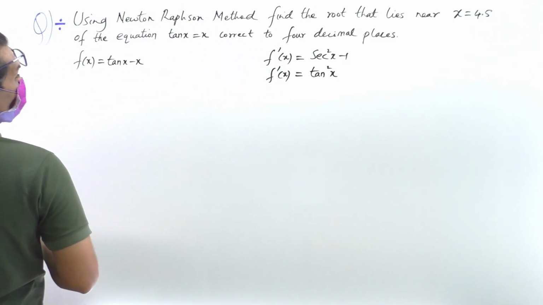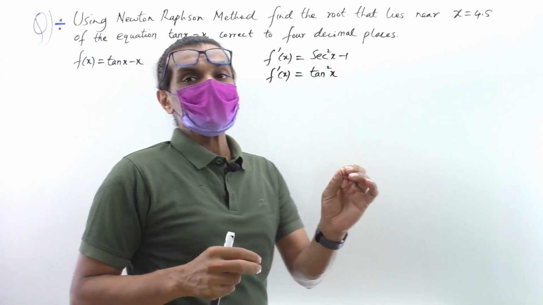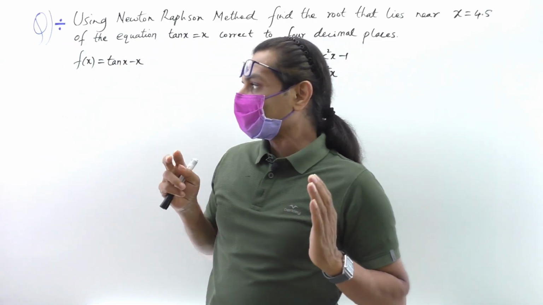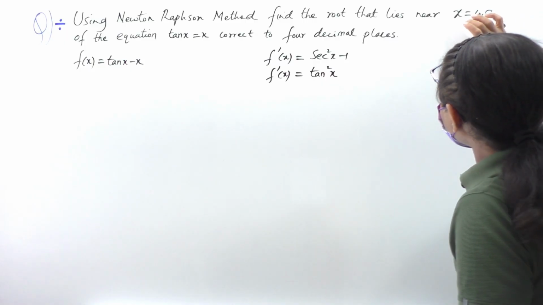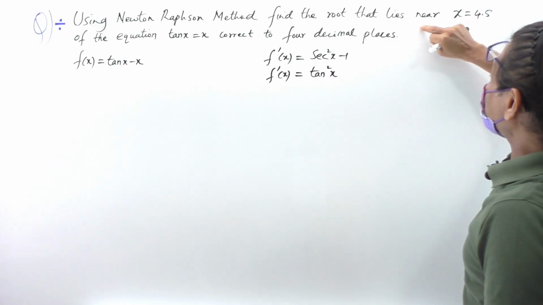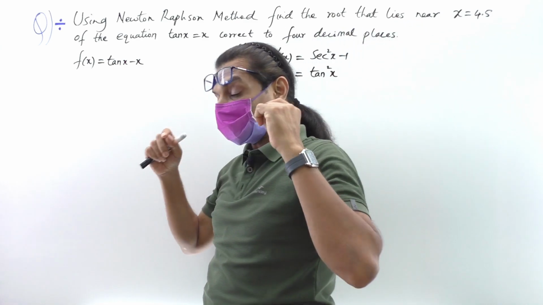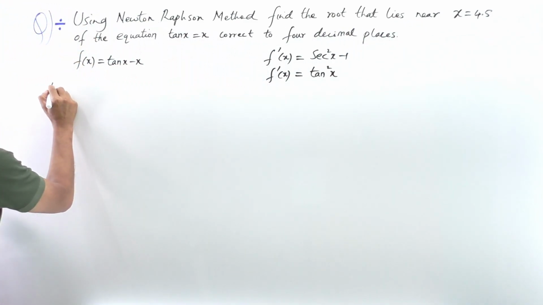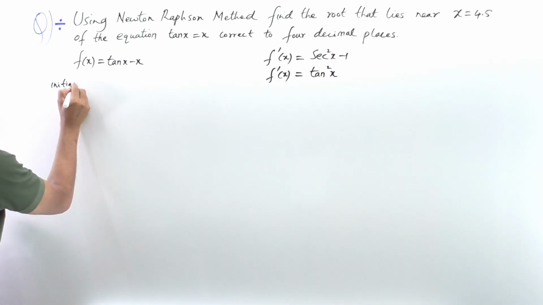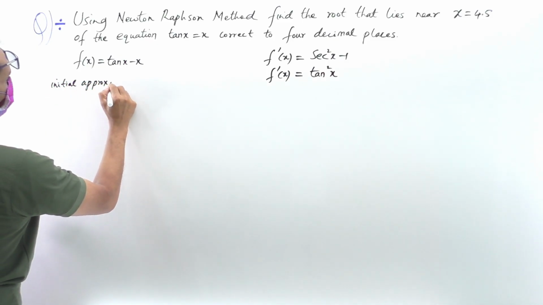Okay, fine. We have f of x, f dash of x. Next we find the initial approximation, and there is no effort in this problem because they have already given that the root lies near x equal to 4.5. The initial approximation is given here already. Otherwise we need to find it. For that, again, please do refer to the previous video.